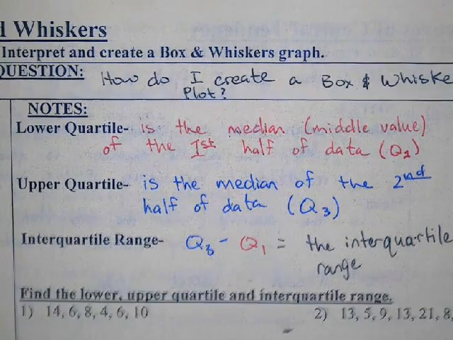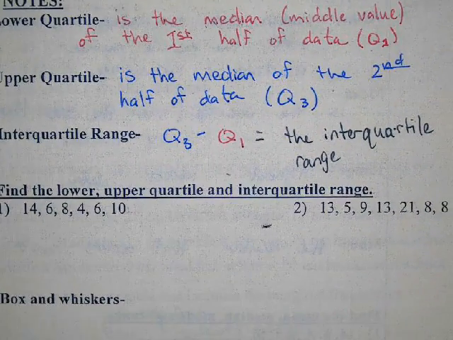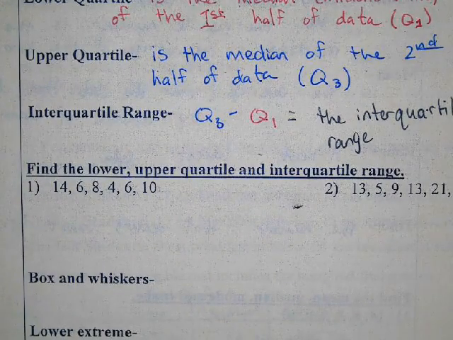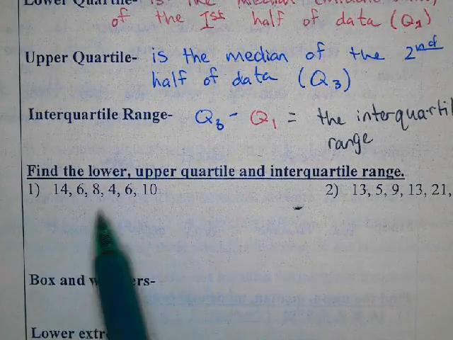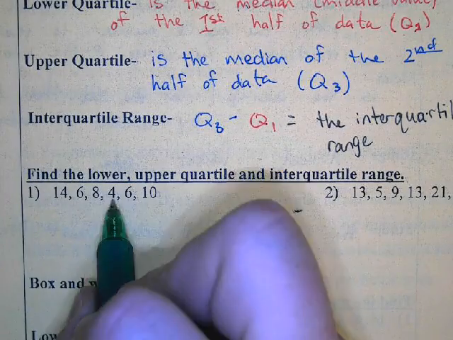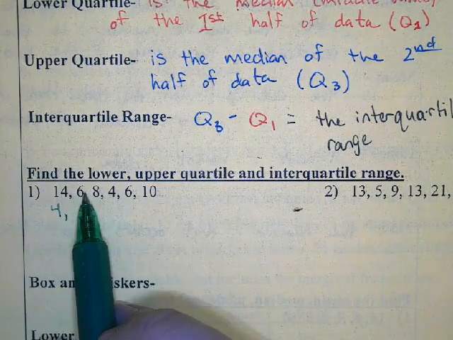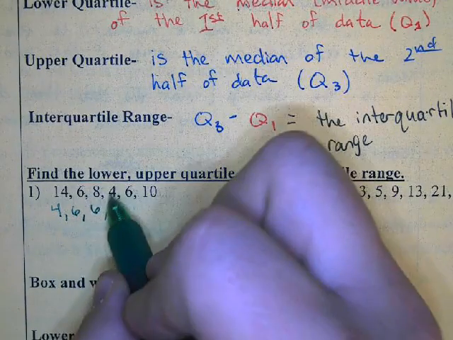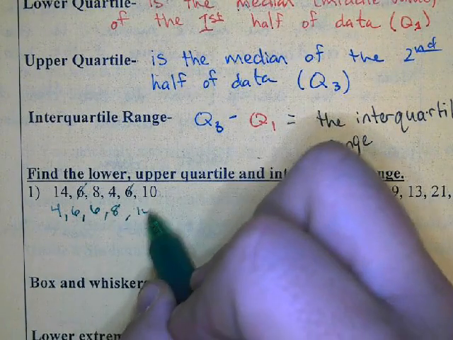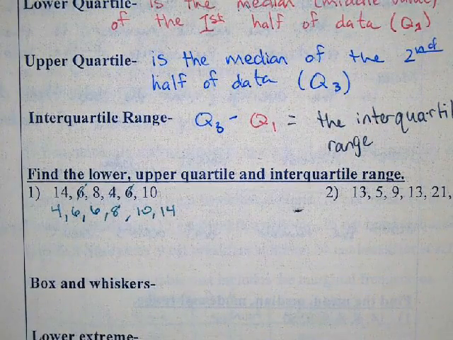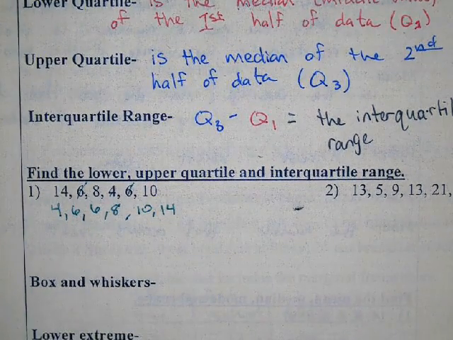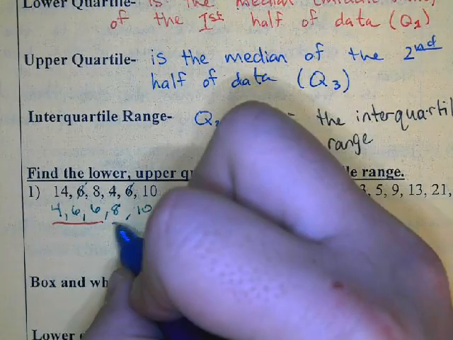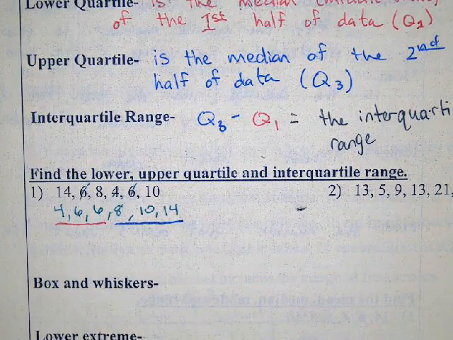Okay, so let's see if we can find some of these. We're going to find the lower quartile, upper quartile, and the interquartile range. So the first thing we need to do is always list our data in numerical order. So we'll start with 4, 6, 6, then 8, 10, 14. If I split my data in half, I have my lower half right here, and my upper half right there.